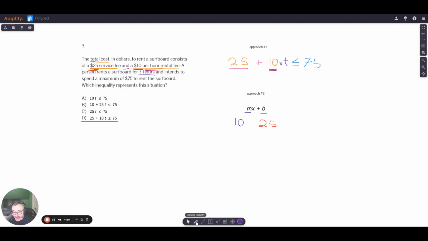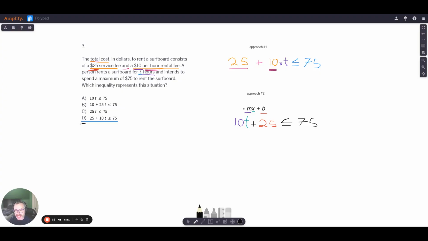Now our x is our input variable, the variable that determines the outcome. And for this situation, that variable is actually t. So we've got the rate of 10 times the input variable of t, and then we've got our plus in here because we're starting with $25. So we've got 10t plus 25. Using some of the reasoning that we used in the first approach, we can then recognize that all of this cost has to be less than or equal to 75. And once again, D is equivalent.